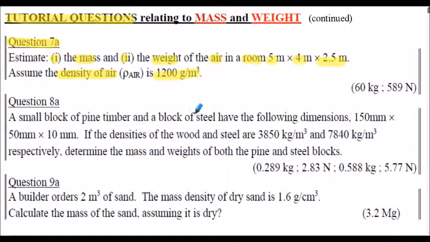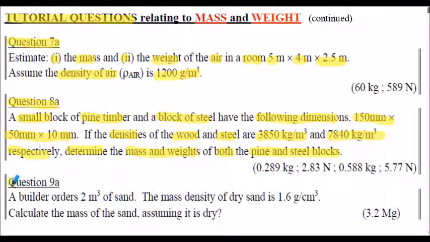Question 8, a small block of pine timber and a block of steel have the following dimensions: 150 millimeters by 50 millimeters by 10 millimeters. The densities of the wood and the steel are 3,850 kilograms per meter cubed and 7,840 kilograms per meter cubed respectively. We've got to determine the mass and the weight of both the pine and the steel blocks.